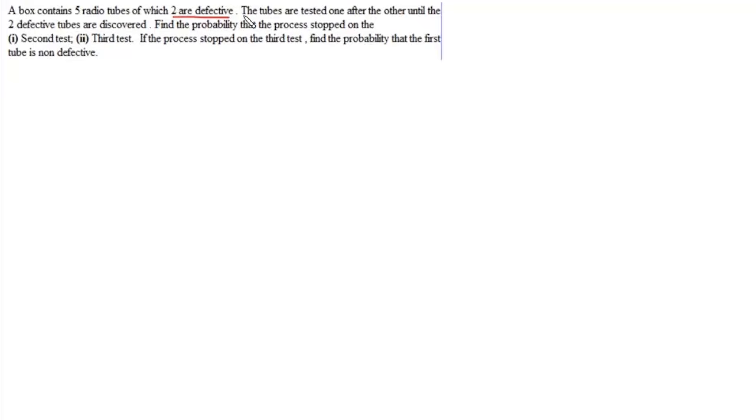Find the probability that the process stops on the second test. Now this process will stop on the second test if the first one is defective and the second one is also defective. The required probability that the first tube is defective and the second tube is defective will be given by: for the first tube we have 2 defective out of 5, so this probability will be simply 2 by 5, and for the second one, since the first tube is already gone, we have 1 defective from the remaining 4, so this probability will be simply 1 by 10.